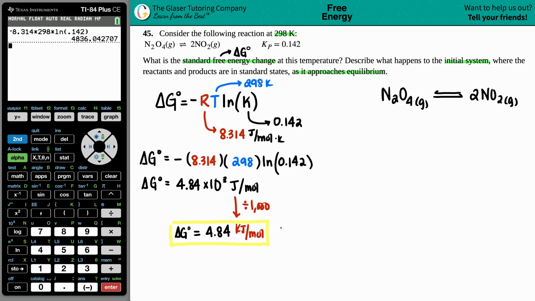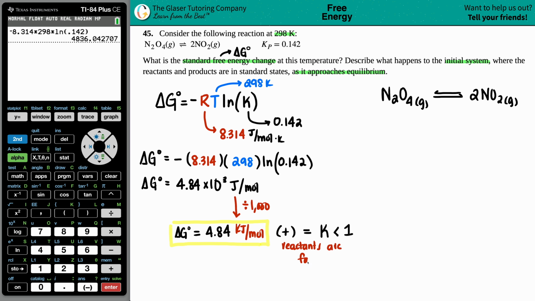Now, keep in mind that if you have a delta G value that's positive, this is saying that it's non-spontaneous. It will always be represented with the K value that is less than 1. So a delta G value that's positive will always equate to a K value that's less than 1. And both of these mean the same thing. An equilibrium constant of less than 1 means that as it's approaching equilibrium, in this case, your reactants are favored. So you're going to have more reactants than products.